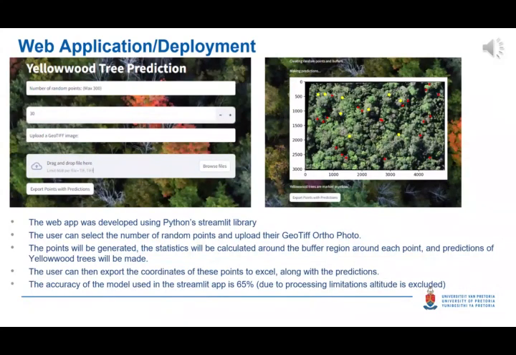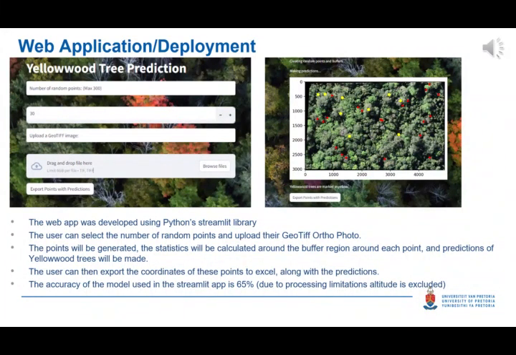Lastly is our web application. We required a way to visualize the models that we developed, so we used Python's Streamlit library to develop the web application. Here are some snippets of the web application. It allows the user to input the number of random points to generate, and they can also then upload a GeoTIFF image.